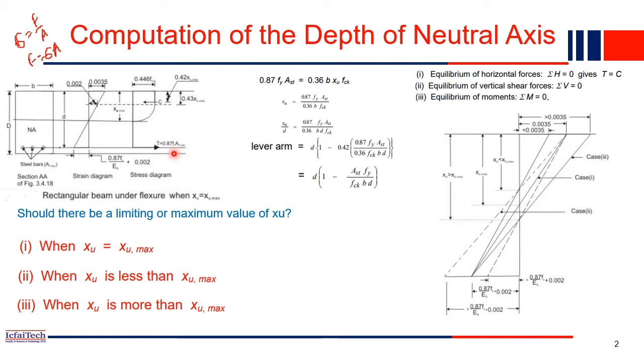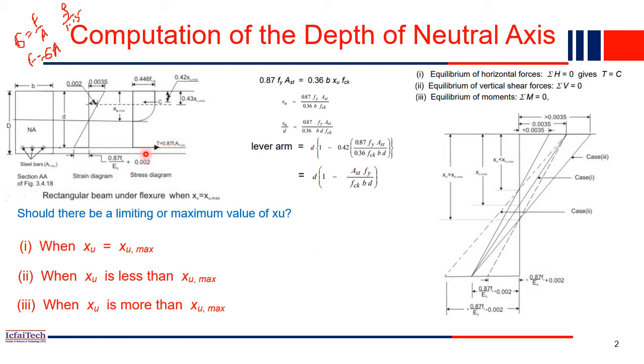Why 0.87? Because actually stress is here Fy, right? The yield strength of a steel bar is Fy, but we are dividing Fy by 1.15. So what is 1.15? 1.15 is a partial safety factor. As per IS code, 1.15 is a partial safety factor for steel, right? So Fy by 1.15, if you convert into decimal, you will get 0.87 Fy. So actually, the stress here is 0.87 Fy.